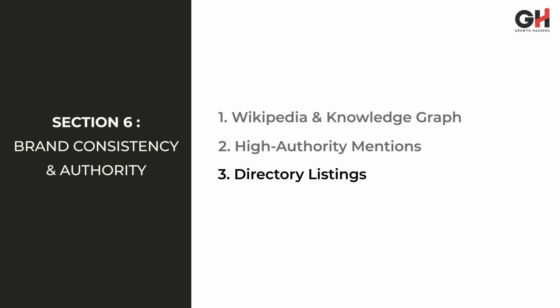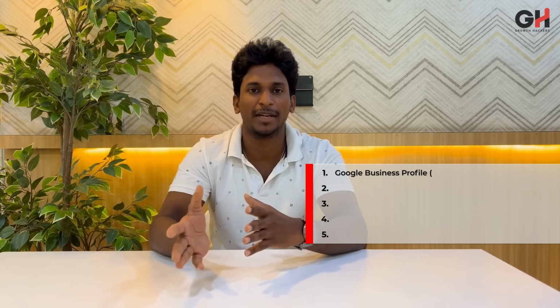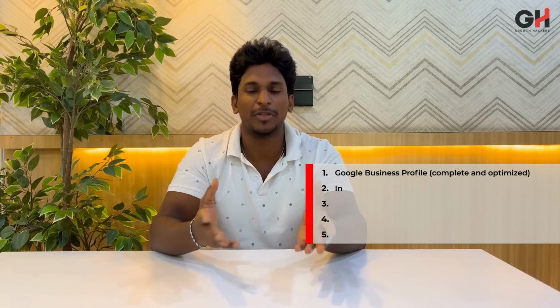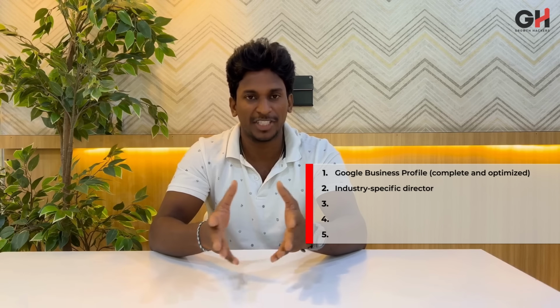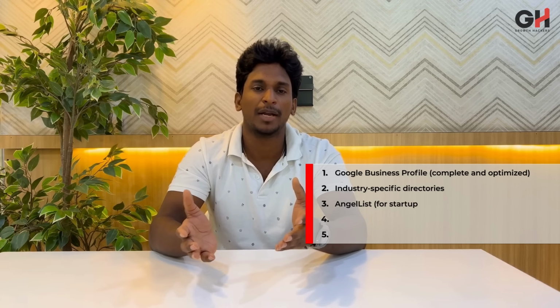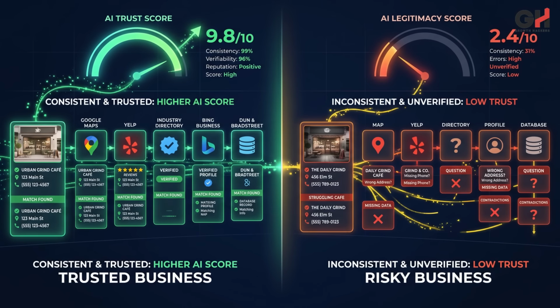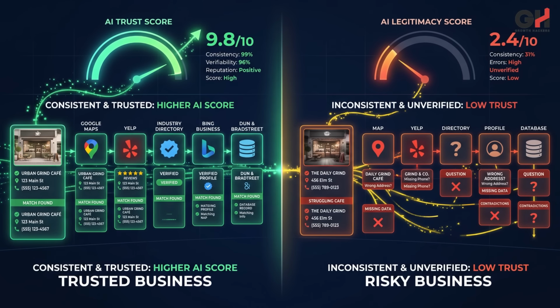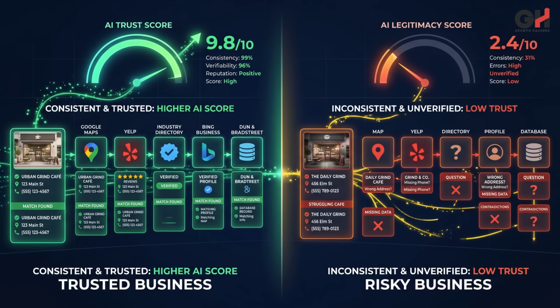Point number 3. Directory listings. Directory presence signals verified business status to AI. Get listed on Google Business Profile, complete and optimized. Industry-specific directories. AngelList for startups. Product Hunt. G2, Capterra, Trustpilot. The result? Multiple consistent listings build trust. Missing from directories makes AI question if you're a legitimate business. Claim and optimize every relevant directory listing.